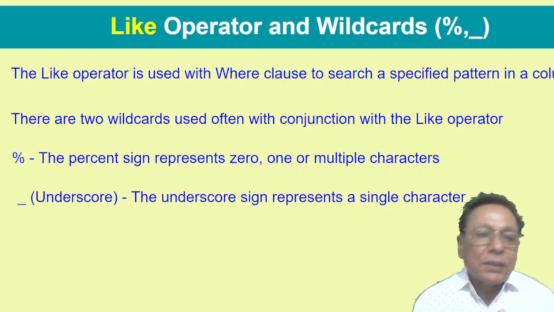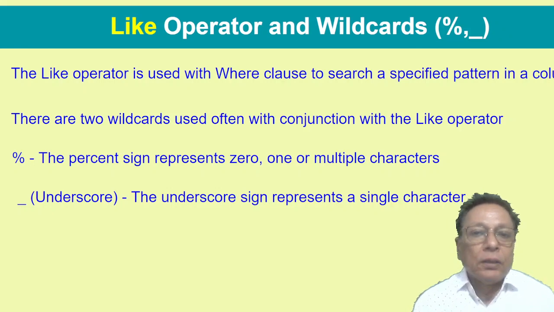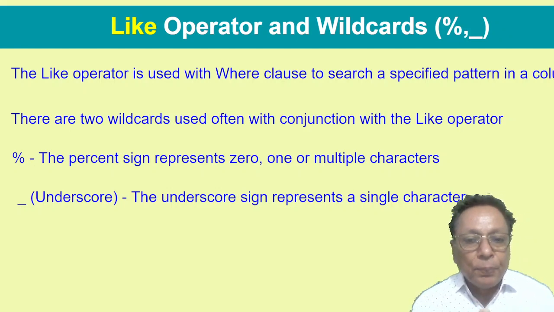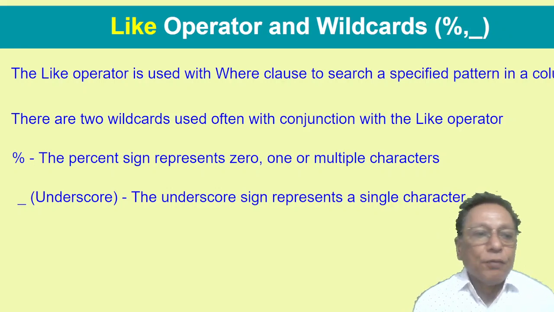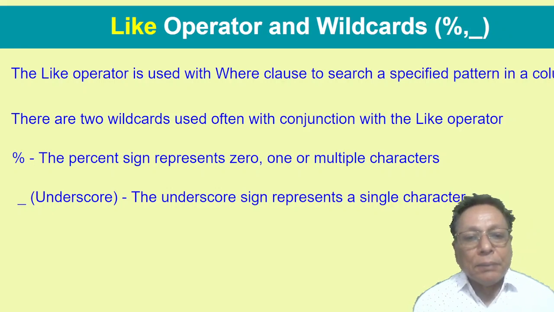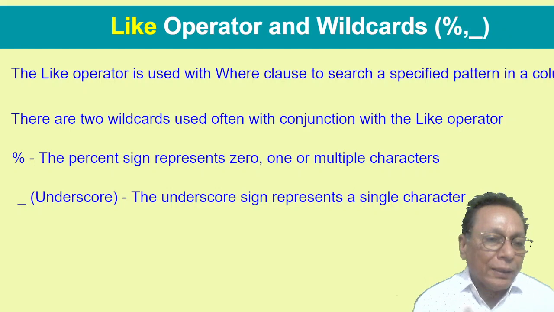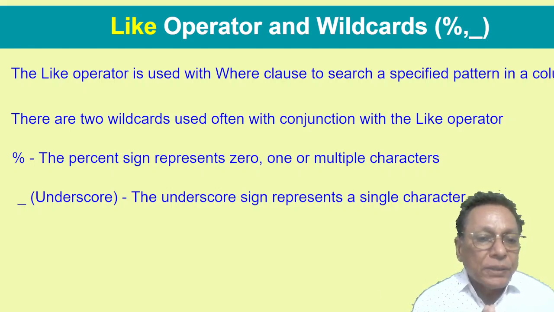So how to use this, and what are the characters which we are going to use along with the like operator? First is the percent sign. The percent sign represents 0, 1 or multiple characters. Means if you use the percent sign, you're matching a single or multiple characters. And the second wildcard is underscore. This underscore sign represents only a single character.